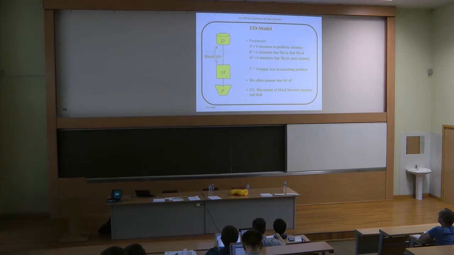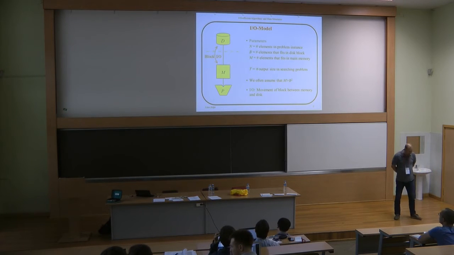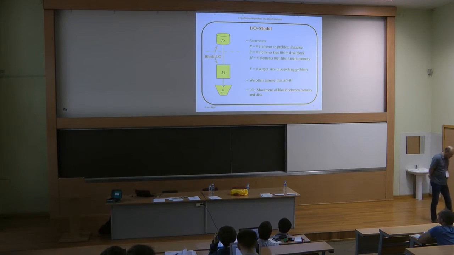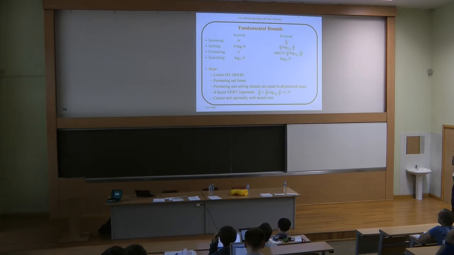The main memory holds m elements, and we move stuff between the disk and main memory in blocks of size b, and that's the only thing we count. We count how many of these block IOs we're doing. Then I showed you this slide that basically showed you the important bounds in the IO model.